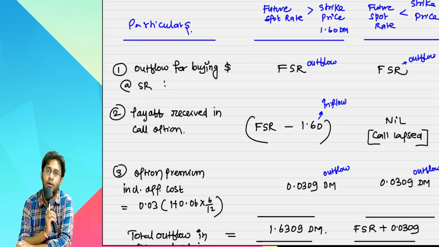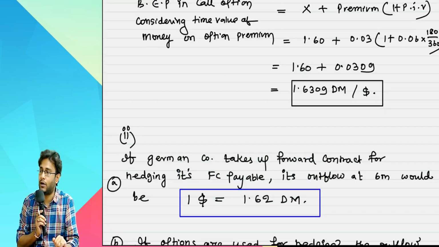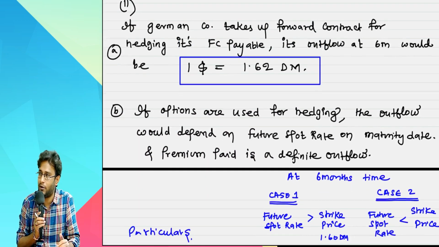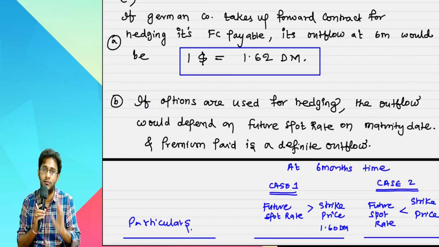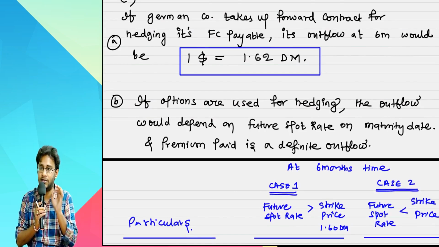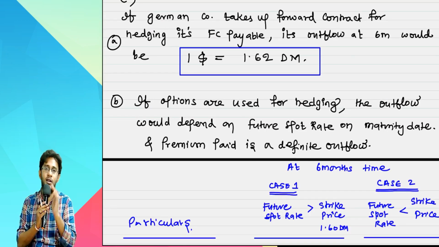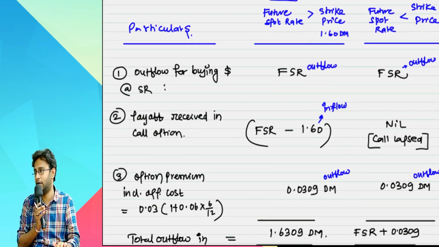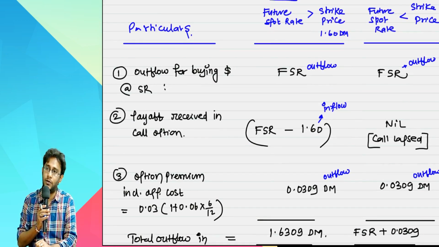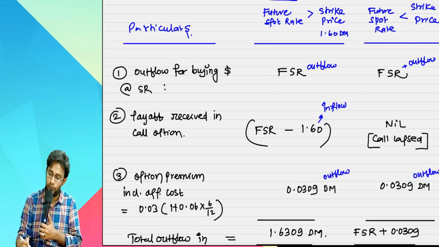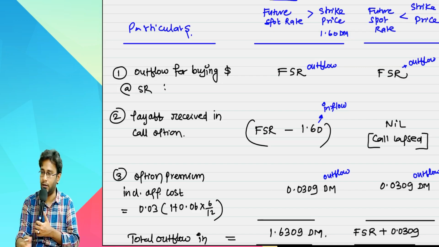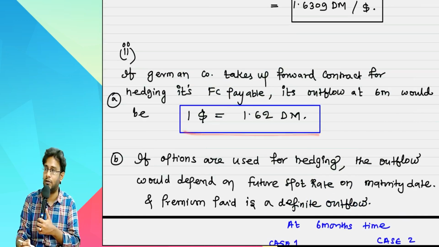1.6309 is the outflow. But what is the forward contract outflow? 1.62. Can the call option be better than the forward contract? In that case, impossible. When the option is getting exercised, a call option can never beat forward contract hedging. So case 1 is impossible, sir. But case 2 has a possibility. How is it possible in case 2? In case 2 the outflow is future spot rate plus 0.039, whereas here the outflow is 1.62.